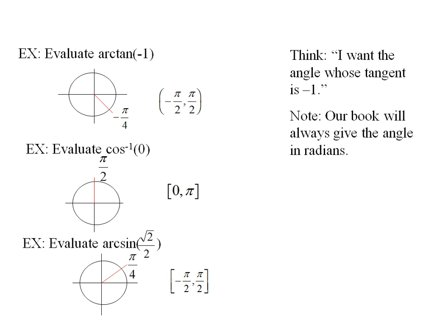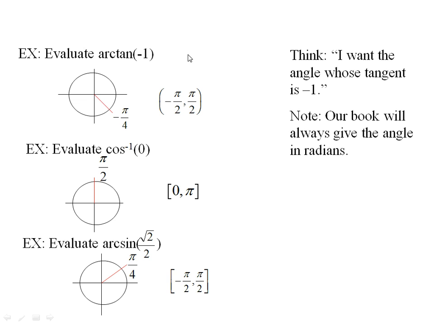Okay, so looking at our inverse trig functions now, we've already talked about it graphically, so now we're going to go back and think about it algebraically. So our first example here, it says evaluate arctan of minus 1, or I could have put tan inverse of minus 1 with the negative 1 exponent. They mean the same thing. So what I want you to think, off on the right here, I put it in quotes: I want the angle whose tangent is minus 1. So whenever I see an arctan or inverse tan, I'm going to think, I want the angle whose tangent is minus 1. I'm looking for an angle.